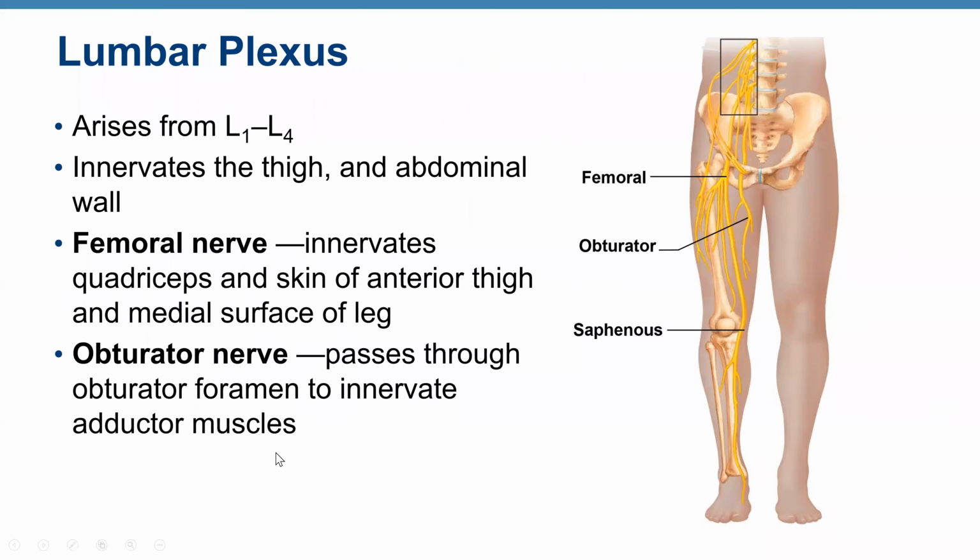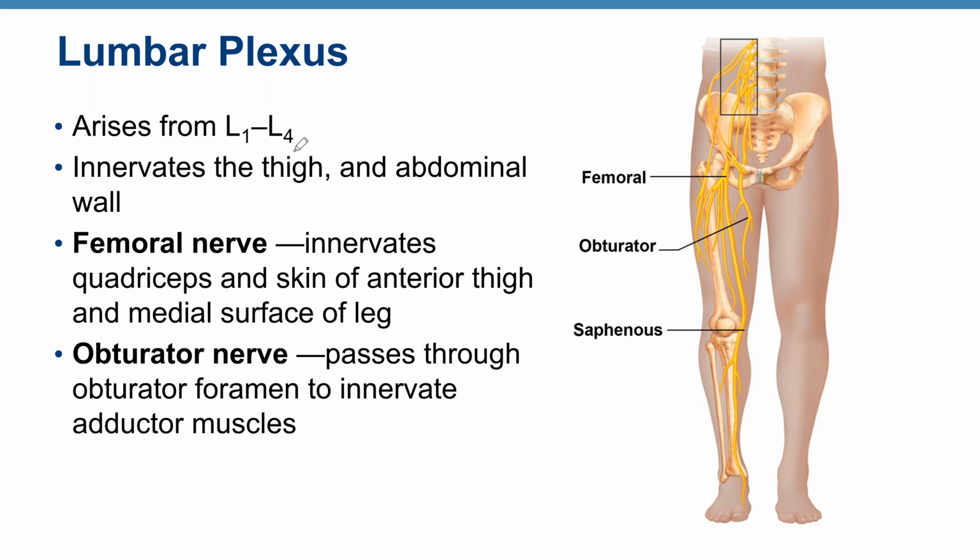Then we're moving to the lumbar plexus. So from L1 to L4. Remember, we don't have anything from T2 to T12. T2 to T12 do not form plexuses, but they form intercostal nerves. The lumbar plexus innervates the thigh and abdominal wall.